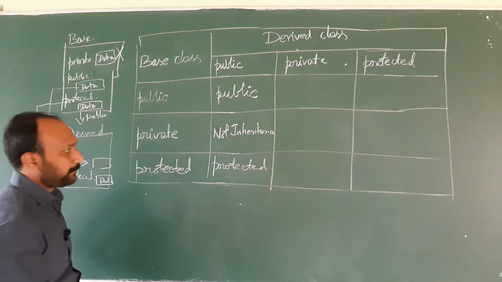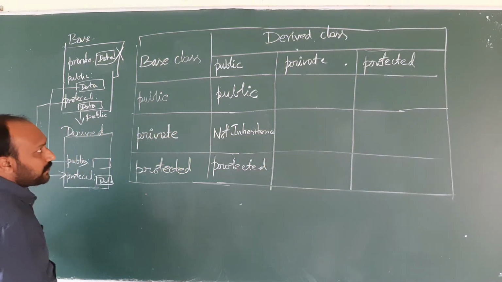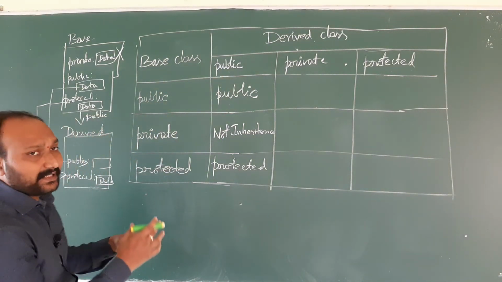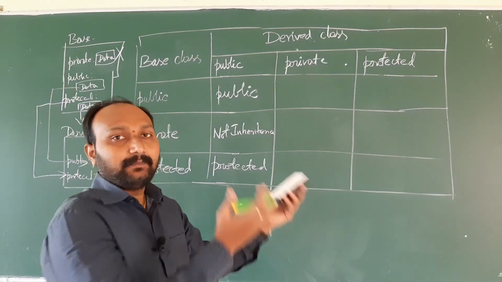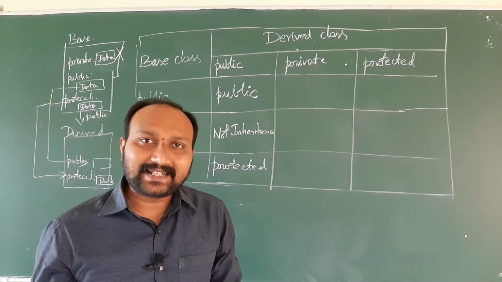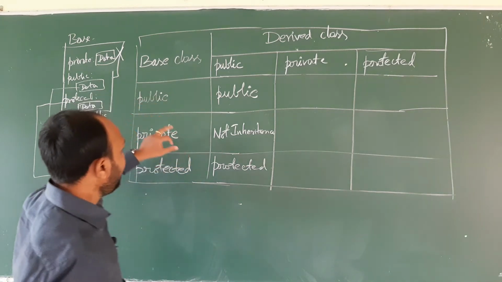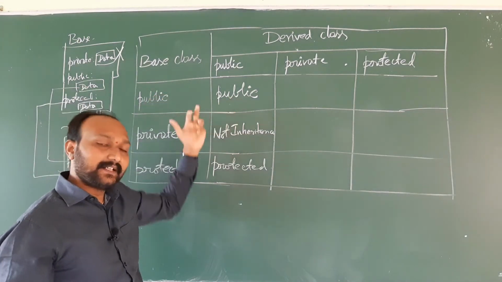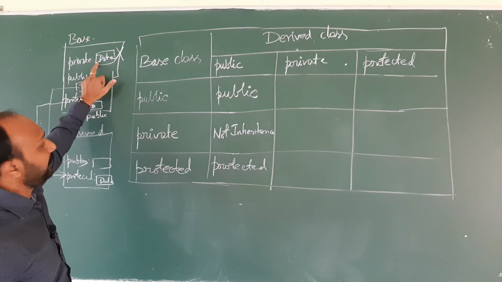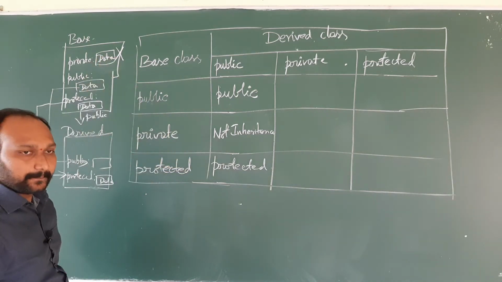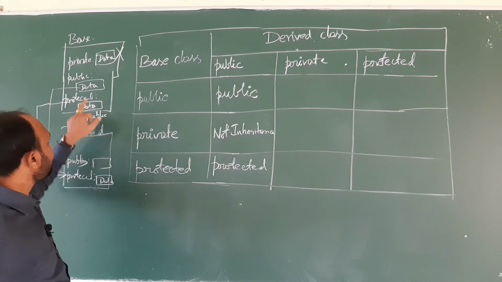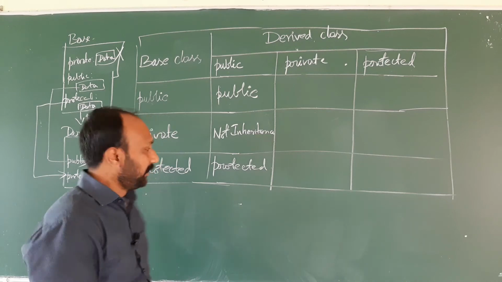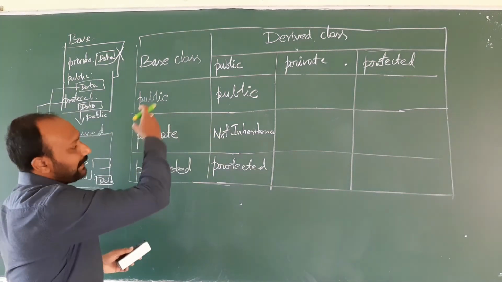Will remain protected members of the derived class. So this is public inheritance. Please understand here. I am deriving a new class from a base class using public inheritance. Then the public members of the base class will become public members of the derived class. Private members of the base class cannot be inherited. Protected members of the base class will become protected members of the derived class. Okay, so this is how public inheritance works.